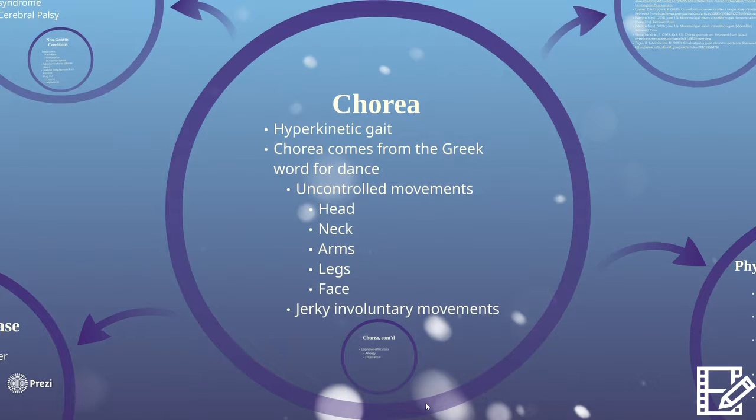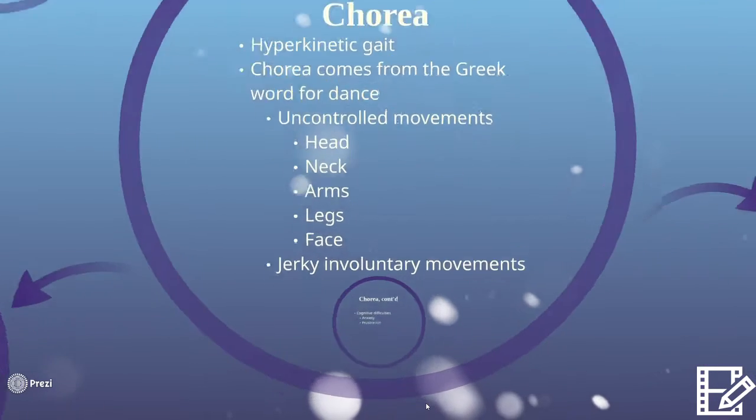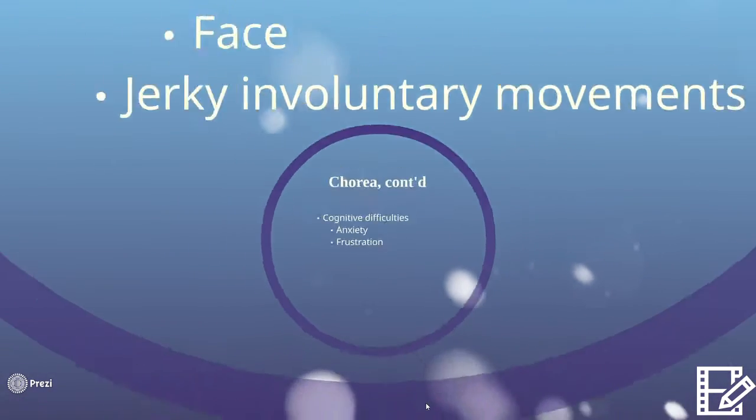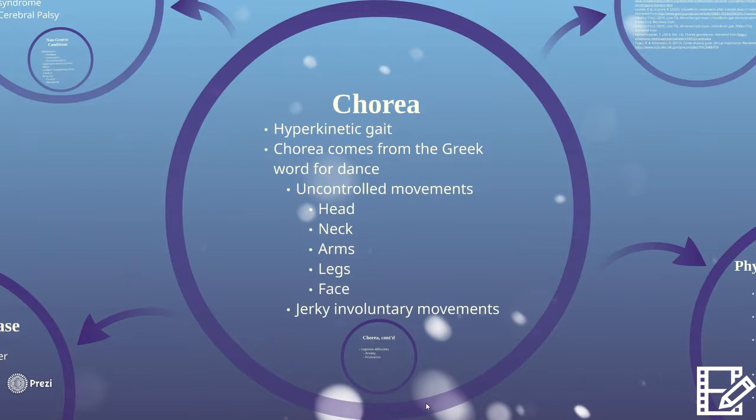Choreiform gait, also known as hyperkinetic gait, is typically present in basal ganglia disorders, including but not limited to Sydenham's chorea, Huntington's disease, and other forms of chorea. Chorea comes from the Greek word for dance. It is distinguished by uncontrolled movements of the head, neck, arms, legs, and face.